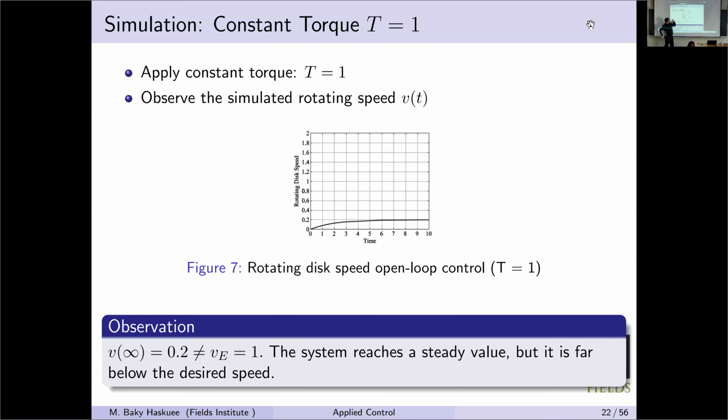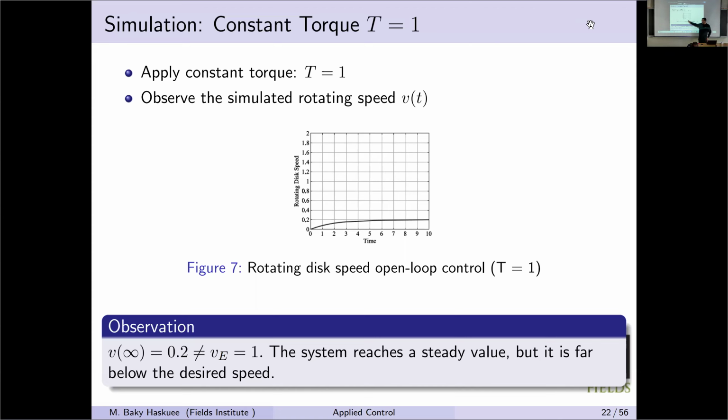As you see, when T is equal to 1, in 10 seconds, the rotation of the disk starts to rotate, and it will reach 0.2, for example, rounds per second. And it will converge, so it will be constant in 10 seconds. But as you remember, our targeted speed, or expected speed, was 1. So it is far from 1. Okay, so we have no feedback to control.